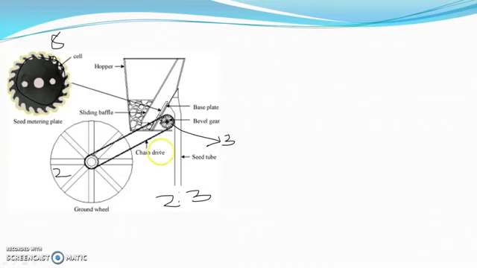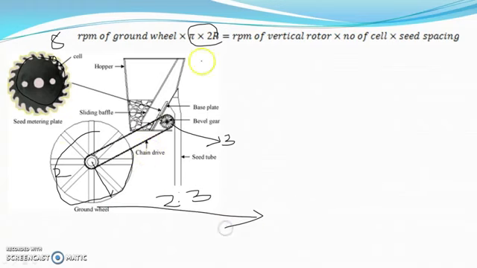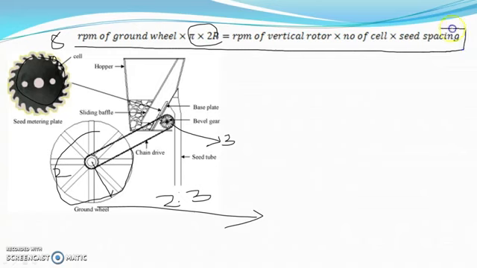So it's very simple. The rolling radius is given. So what is the RPM of the ground wheel? Let it be 2 in this case. Then pi times 2r, that is 2 pi r, is the periphery, the perimeter. When it rotates at 1 RPM, it will move this much. That should be equal to the RPM of the vertical rotor, because there is a ratio 2:3, into number of cells into seed spacing. This you have to remember. This is very simple, not a formula, but a standard one.